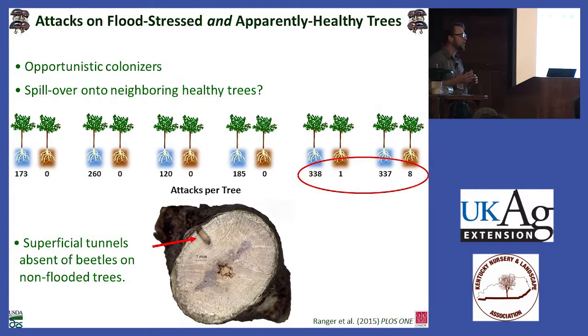That was really surprising to us because we had done a number of experiments in a number of locations and had not seen this before. So this pertains to the concept of spillover. Can beetles spill over from attacks on a stressed tree onto a neighboring tree? Obviously from a management perspective, it's an important concept to be aware of. When we looked at the tunnels associated with these non-flooded trees, they were just superficial tunnels absent of beetles. So yes, they tunneled in, but they abandoned that tree.